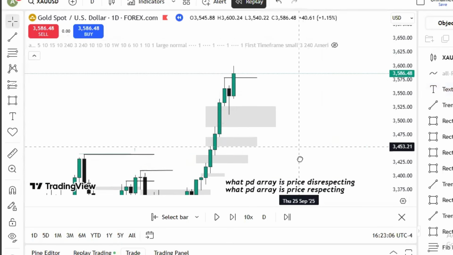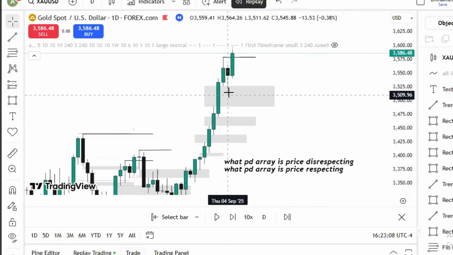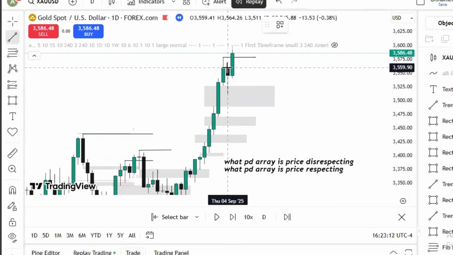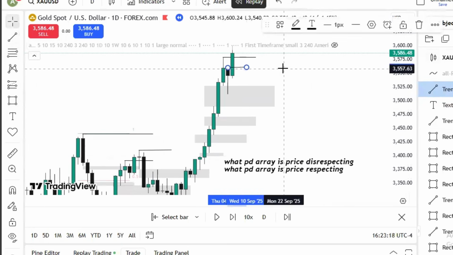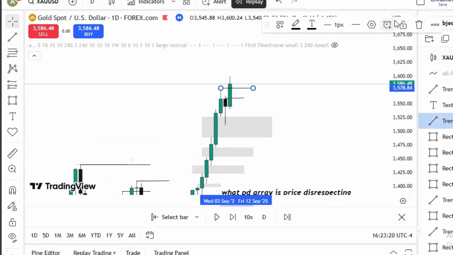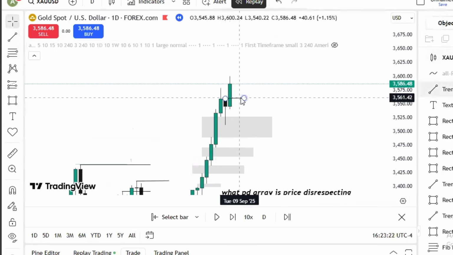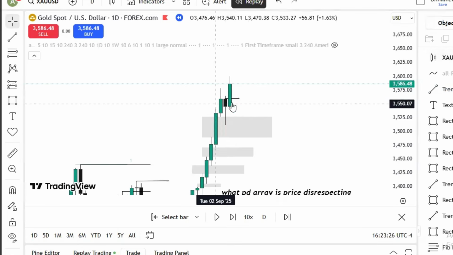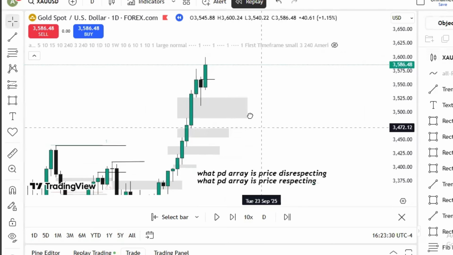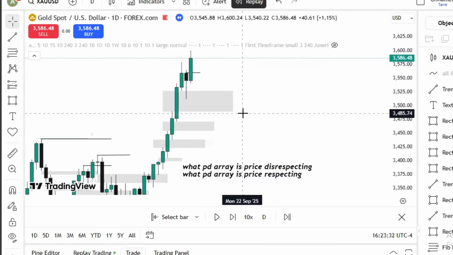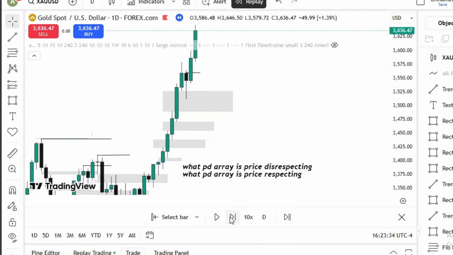So now that we've realized that this PD array price is respecting it, and also we have this change in state of delivery over here, now we've created external range liquidity. So we want the market to come for internal range liquidity. And we said internal range liquidities are fair value gaps or order blocks or breaker blocks. So we have this order block over here. Now let's see if price will come back to it. So let's see what price will do.